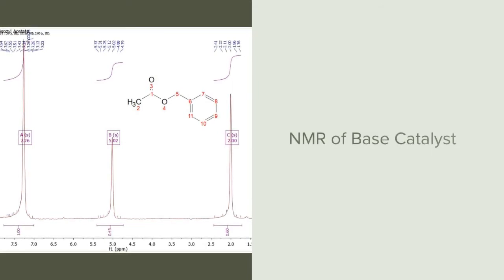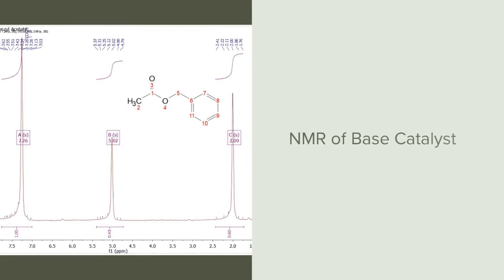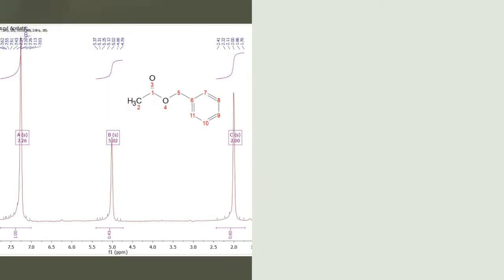Signal A is indicative of the CH groups in the benzyl acetate benzene ring, and signal B is representative of the CH2 groups between the benzene ring and ester of benzyl acetate, while signal C is indicative of the CH3 groups at the end of benzyl acetate.